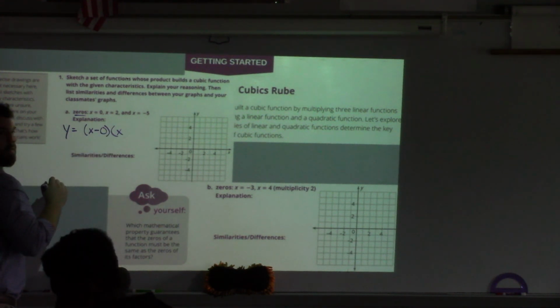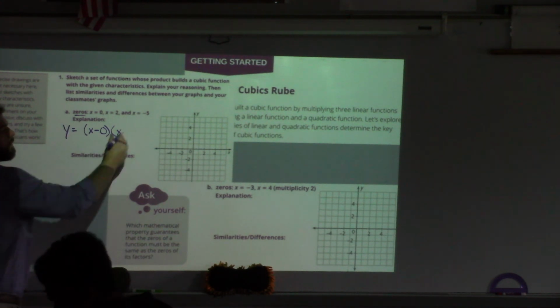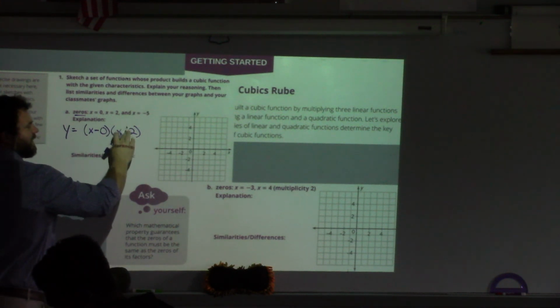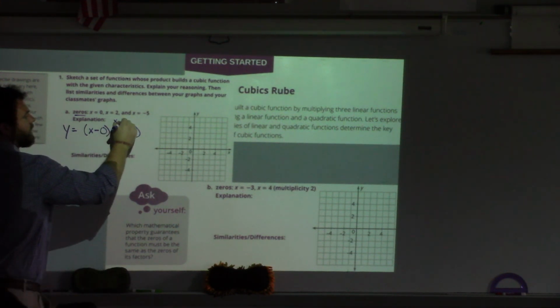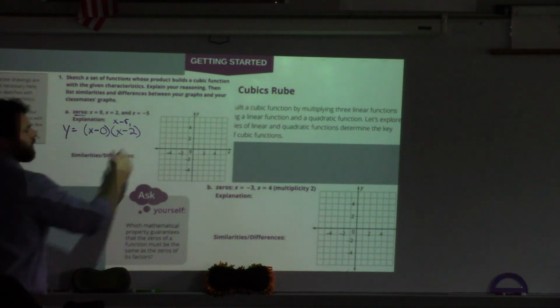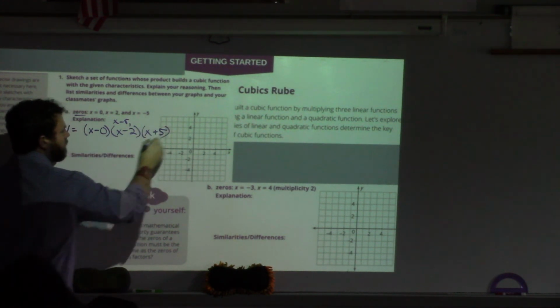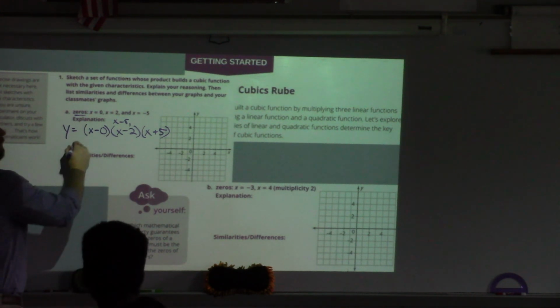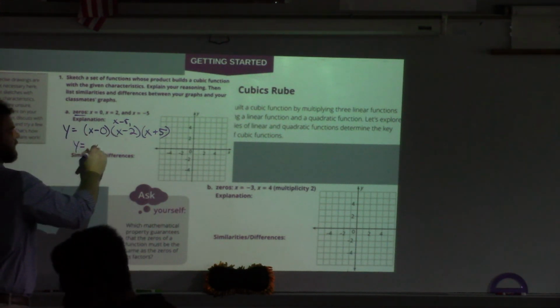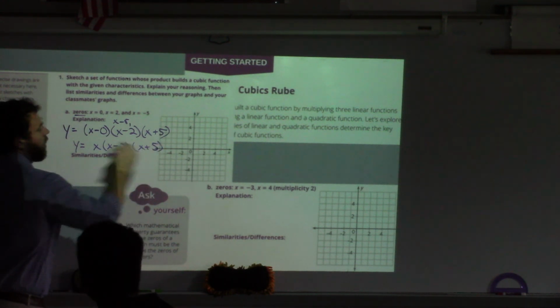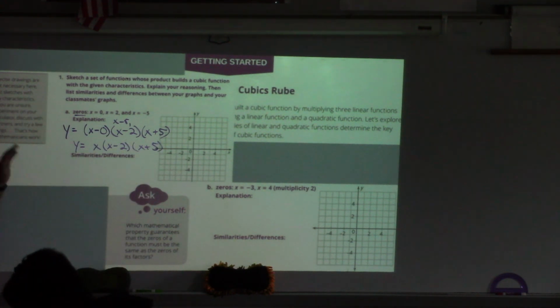Would it be plus because it's positive 2? I mean, would it be negative because it's positive 2, right? It'd be negative because it's the opposite, right? There you go. Remember, it's x minus r1, right? So then it'd be x plus 5. So that's one possibility. And realistically, you don't even have to do the x minus 0. It should be x times x minus 2 times x plus 5. Is that the only equation, though, that would have those factors?